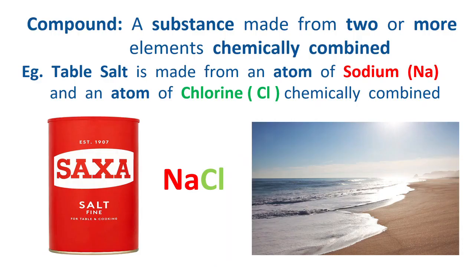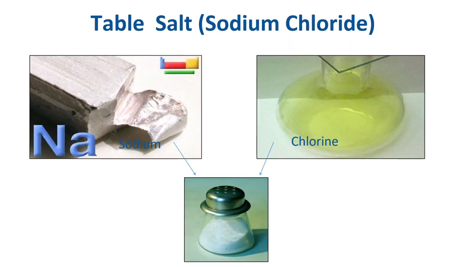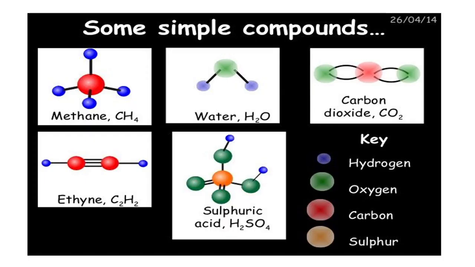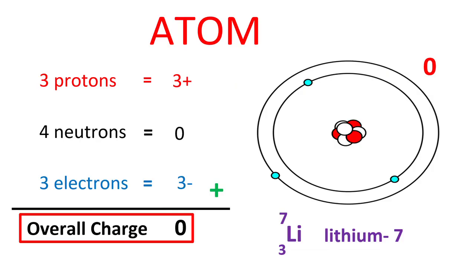A compound is a substance made from two or more elements chemically combined. Here's the example of sodium chloride, one sodium joining with one chlorine to make salt. And the thing I love about chemistry is sodium is like a soft reactive tinfoil metal. Chlorine is a real toxic gas. If I breathed it in, it would kill me. But when you mix them together, you get a white crystalline thing you can safely sprinkle on your chips. Here are some other simple compounds. You want to pause for a second, have a quick look at them.